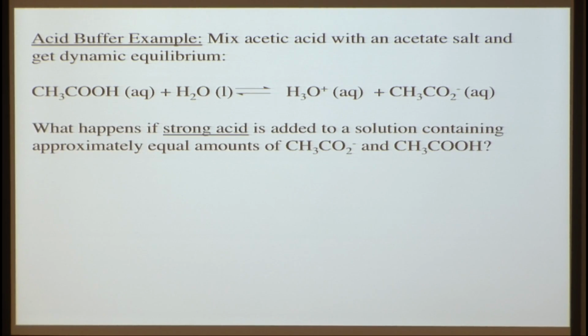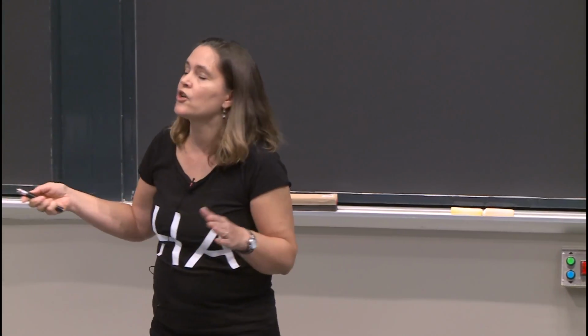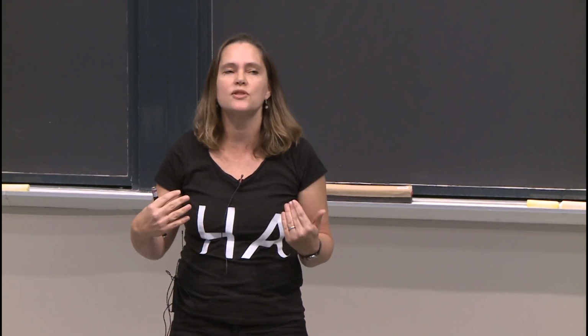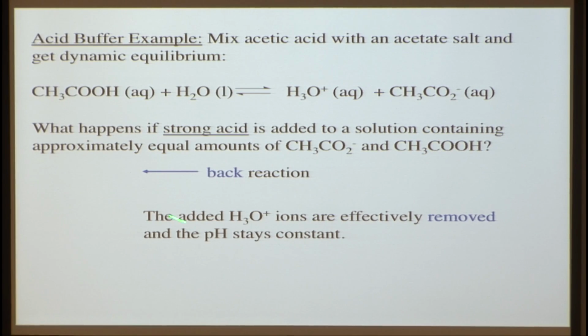So if you added a strong acid to this solution, you put more acid into this, and you had equal amounts of the acid and conjugate base, then your conjugate base is going to react with the strong acid, and you're going to go in the back direction. You're going to neutralize that acid that was added, and the pH should stay more or less the same if you did a good job making your buffer. So the buffer can respond to changes in pH by shifting in different directions to use up the extra added acid, or the other way, the extra added base. In this case, the acid that's added is effectively removed, and the pH stays the same. So a buffer can respond to added acid.